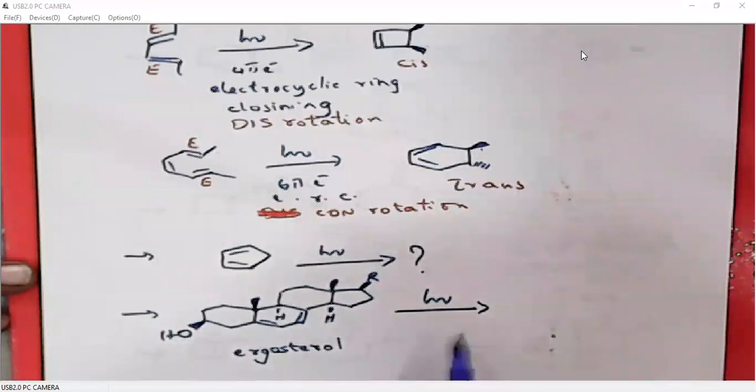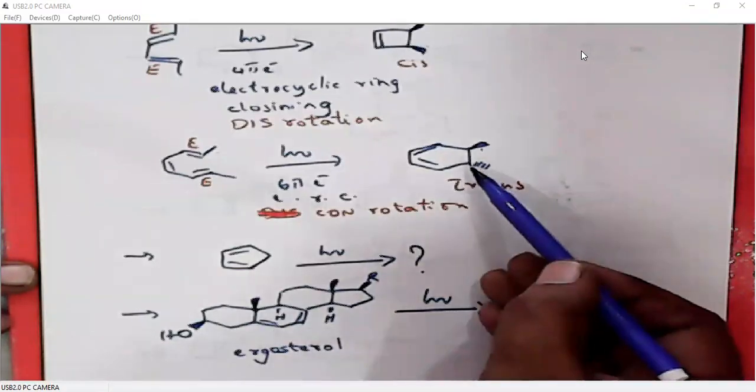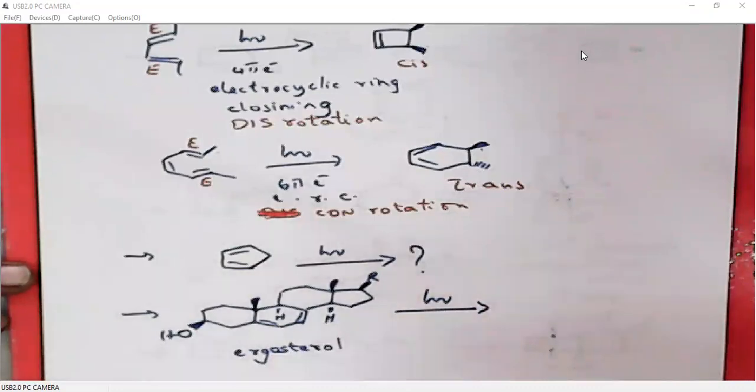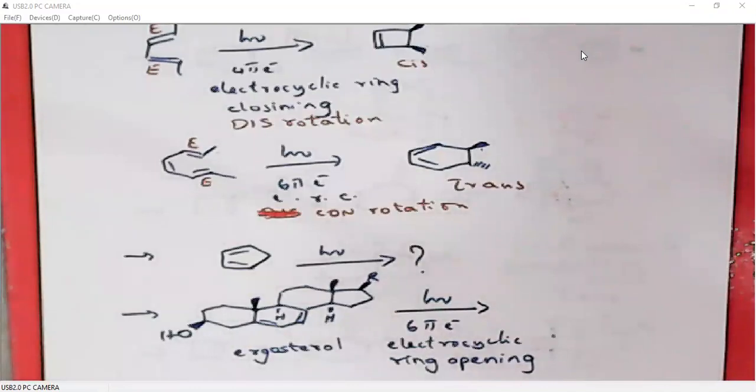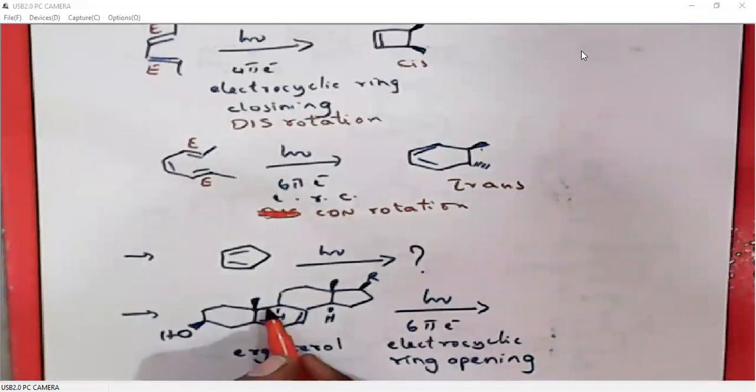This compound, when it is treated under photochemical conditions, yes, you can visualize these two double bonds, and it is a six-member system, so it is like this. That means it is a 6 pi electron electrocyclic ring opening reaction. So this bond will break, so the double bonds will be rearranged.